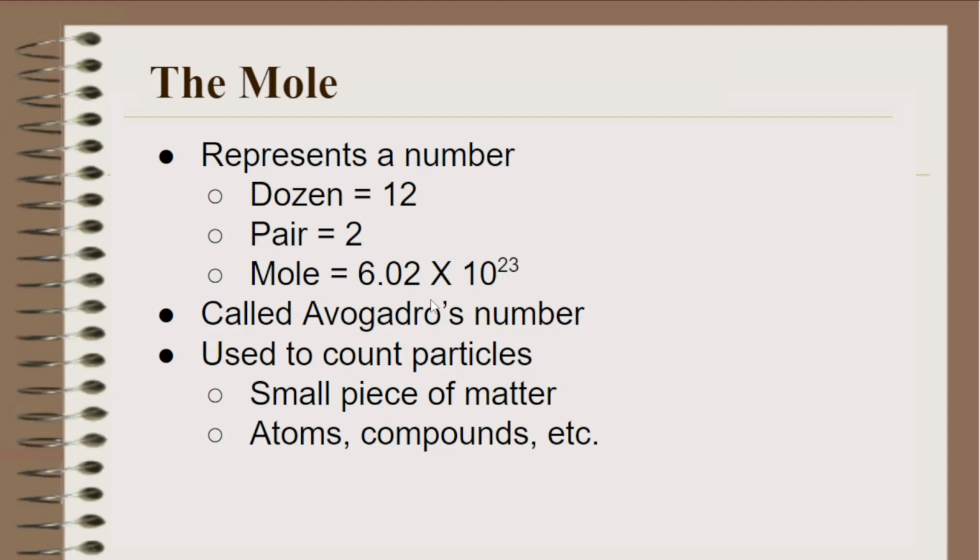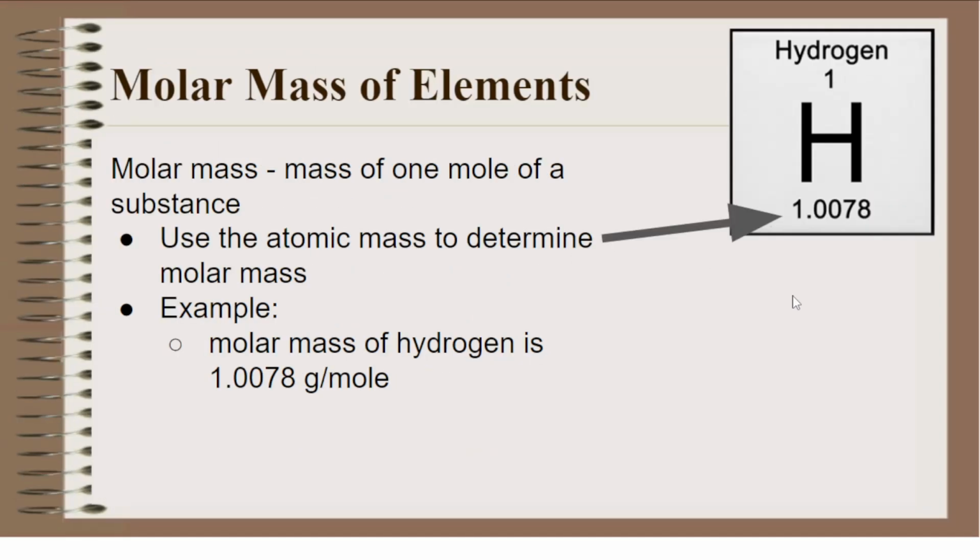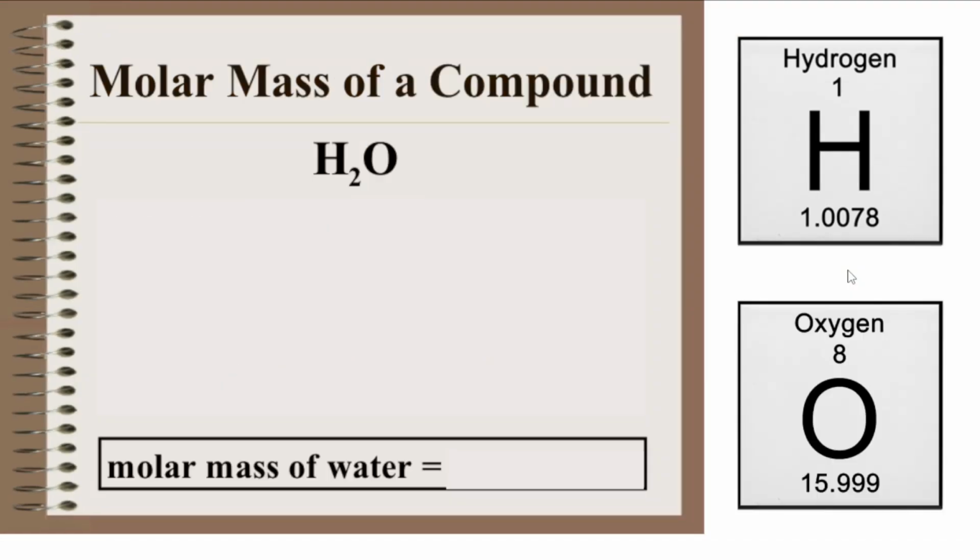And a particle is just a small piece of matter like atoms, compounds. You could say formula units or molecules as well. You could say protons, neutrons, electrons. And if you have a mole of an element, we can determine the mass of that mole by looking at the periodic table. We call that the molar mass. So if you have 6.02 times 10 to the 23rd atoms of hydrogen, the mass would be 1.0078 grams.